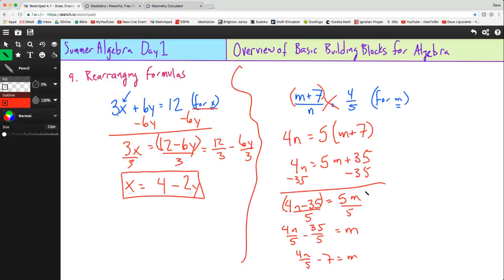Now, when we say solve for m, we like to put the m on the left side. So if one thing equals another, then the second thing equals the first, right? It's called the reflexive property. So we can just switch sides and say m is equal to 4n over 5 minus 7.